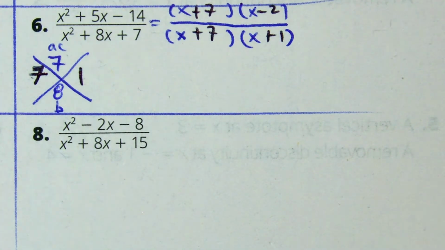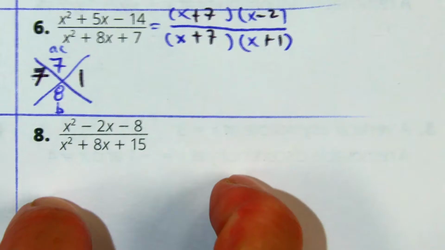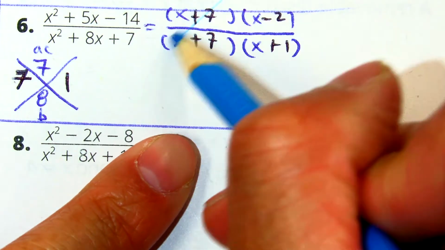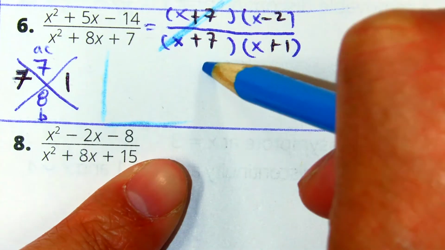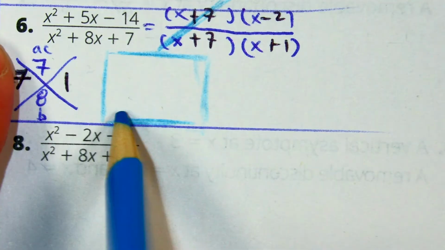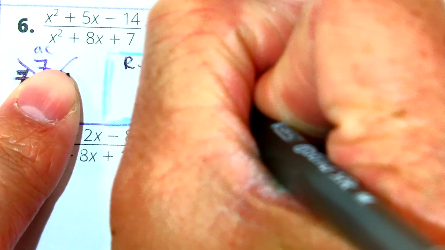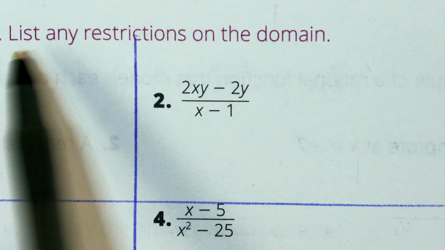Class, what do we have to do? Do you see anything on the top and the bottom of the fraction that are exactly the same? Okay, so we're going to cancel this. And it says in the parentheses there, if you cancel it, it's called a what? A removable hole. Okay, so we're going to write a removable hole. This is the restriction on the domain. We're basically listing something that's happening here.